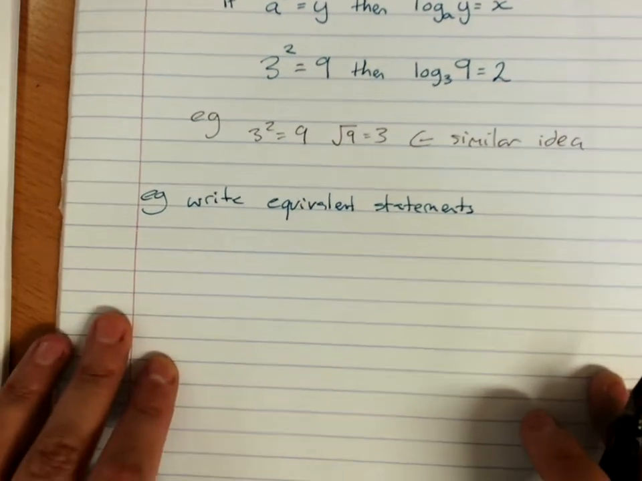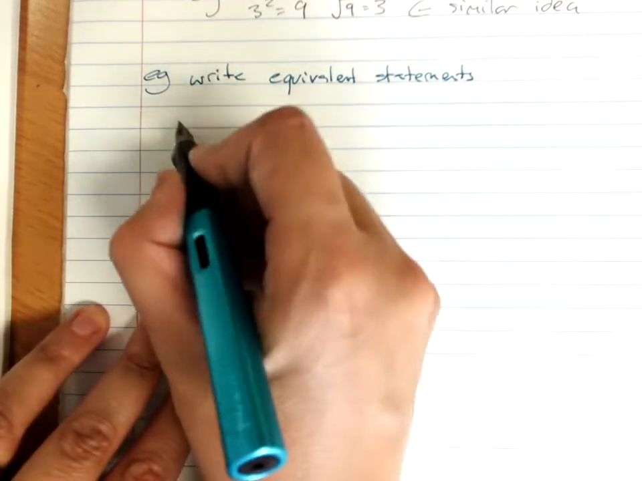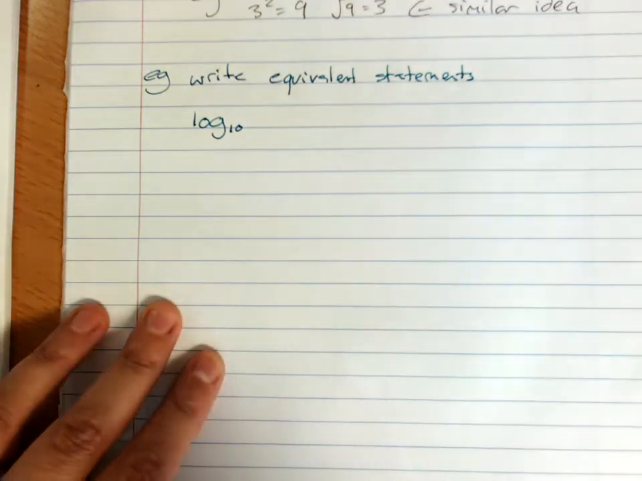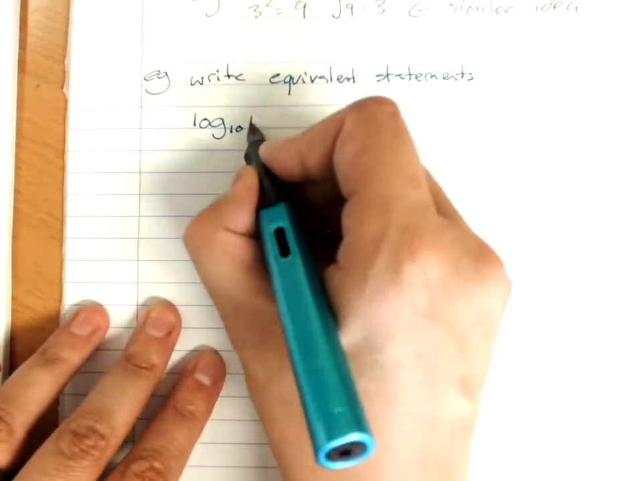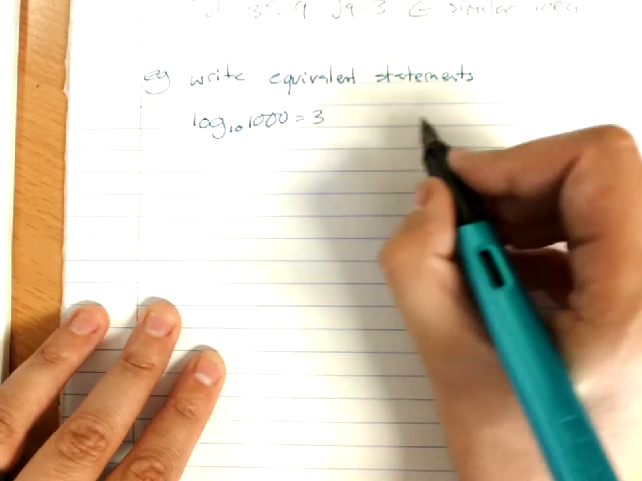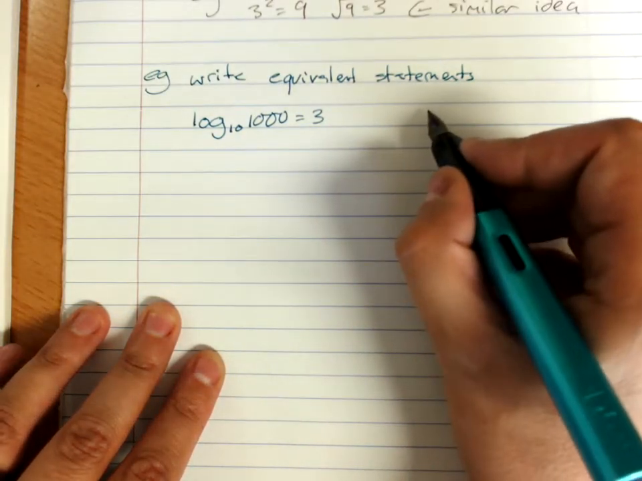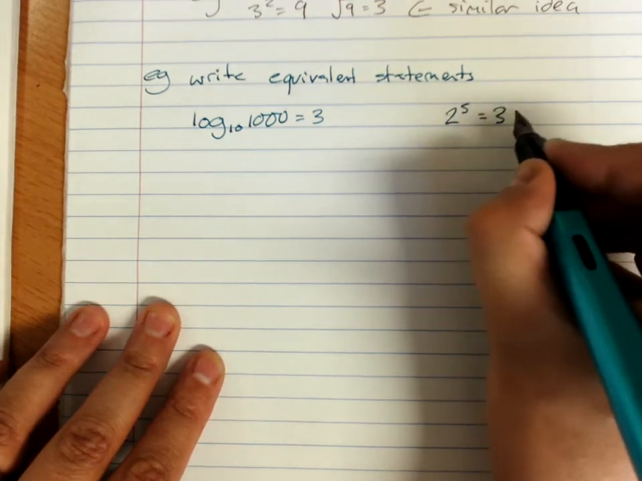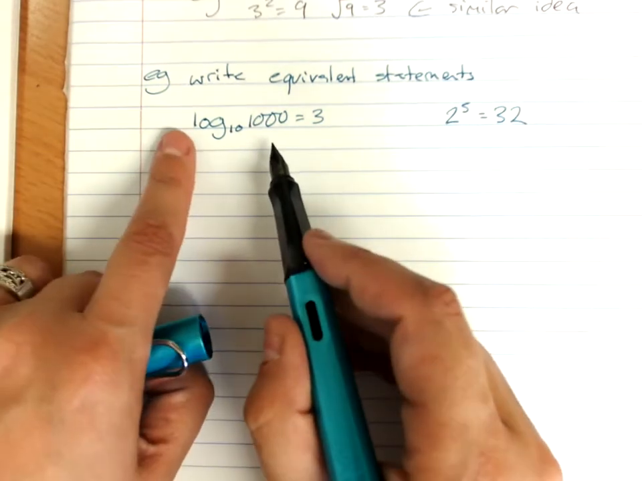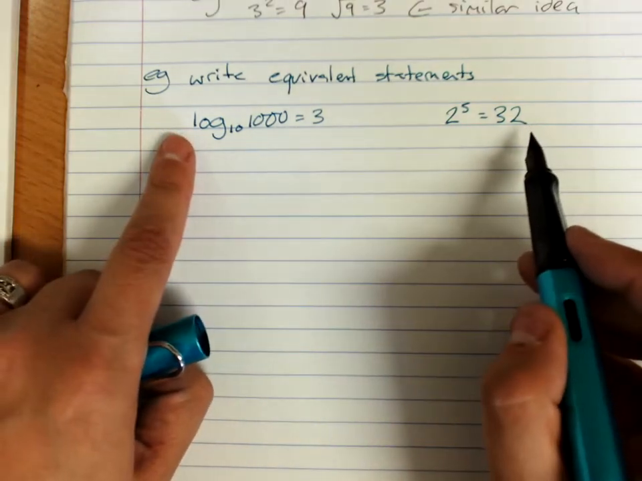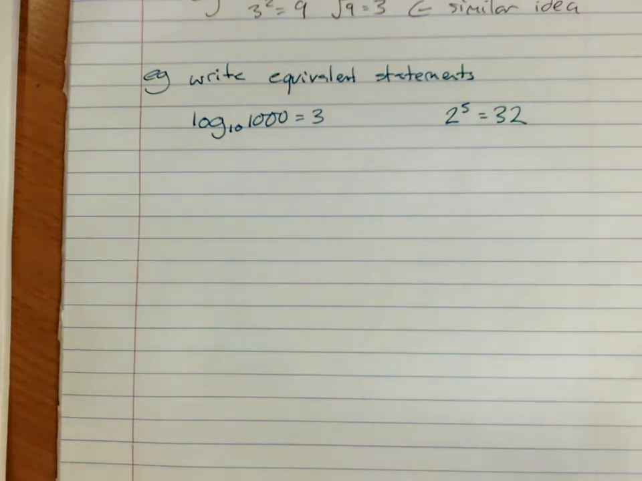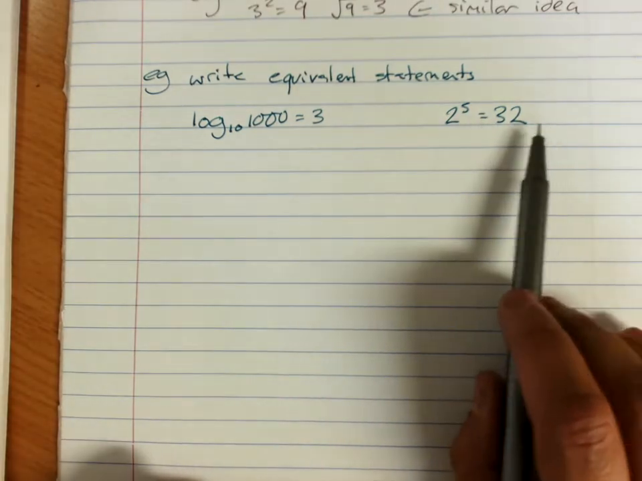So there's some questions that we might have to do. Write equivalent statements, and we could also say write this in index form. Two separate questions here. So I'm giving you one that's in log form and a different question that's in index form. And we'd like to be able to change between log and index form. So let's go from index to log to start with.